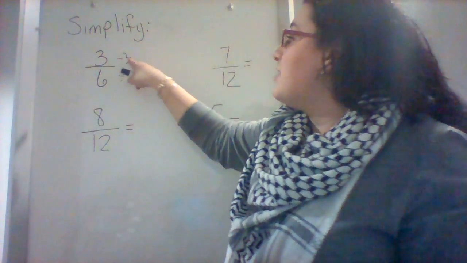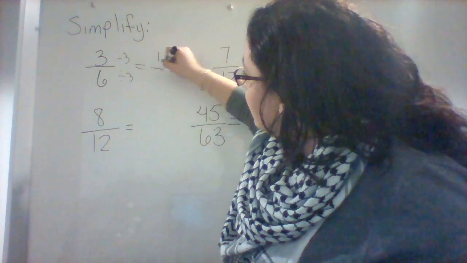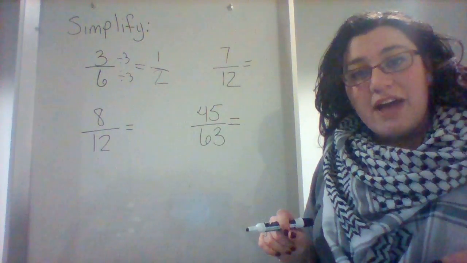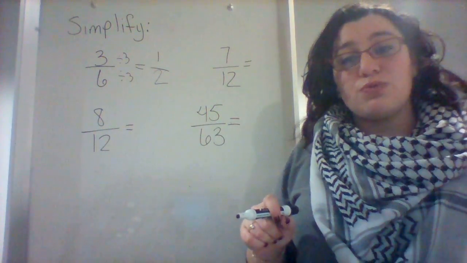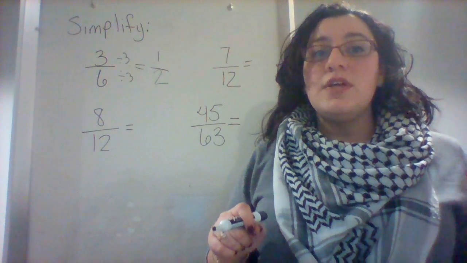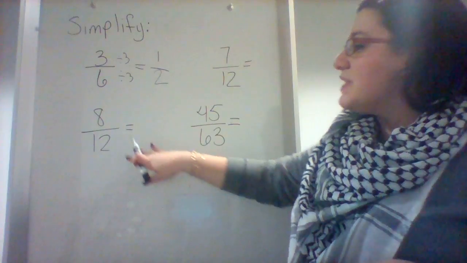So I would get 3 divided by 3 equals 1, and 6 divided by 3 equals 2. My answer would be 1/2. And that makes sense because 3 is half of 6. So simplifying 3/6 to 1/2 is equivalent. Let's look at 8/12.